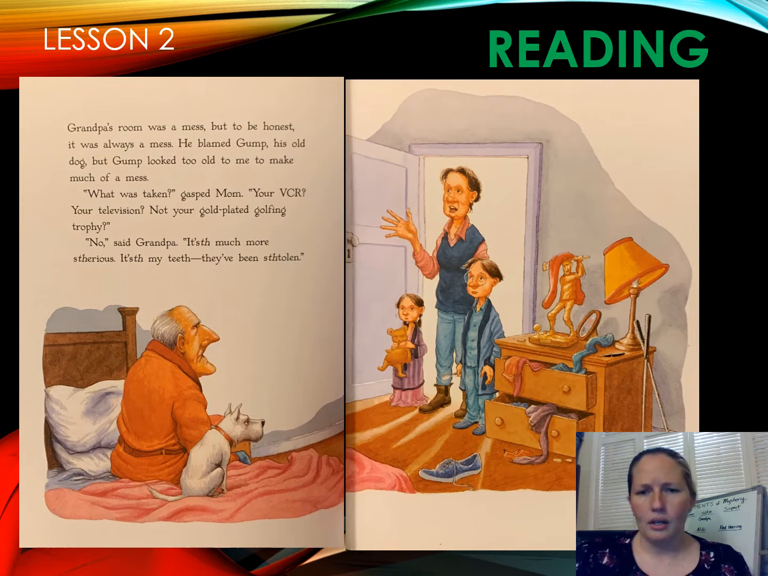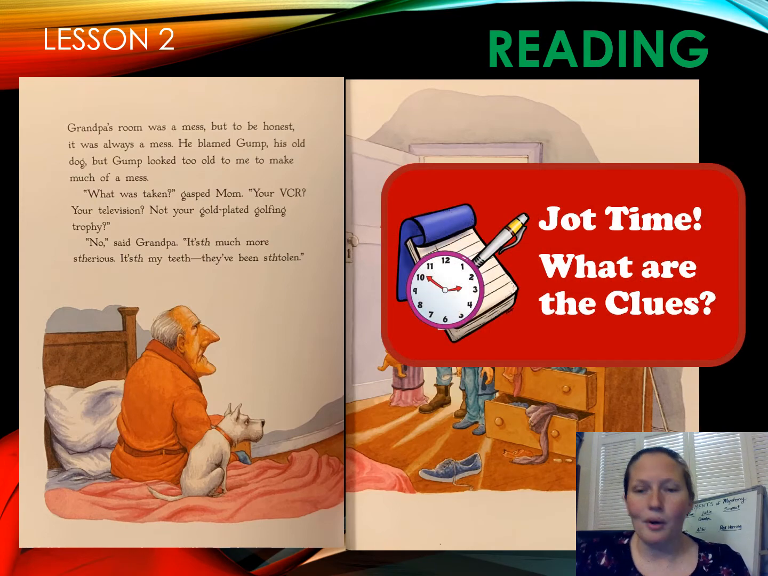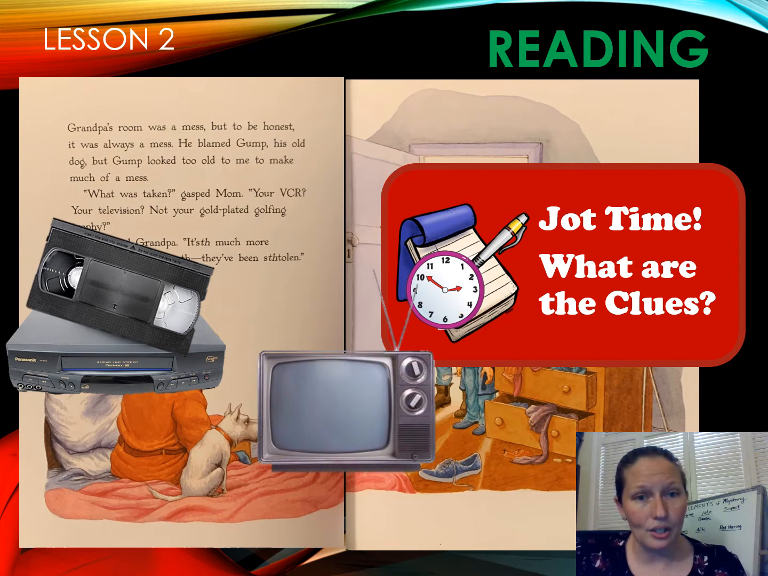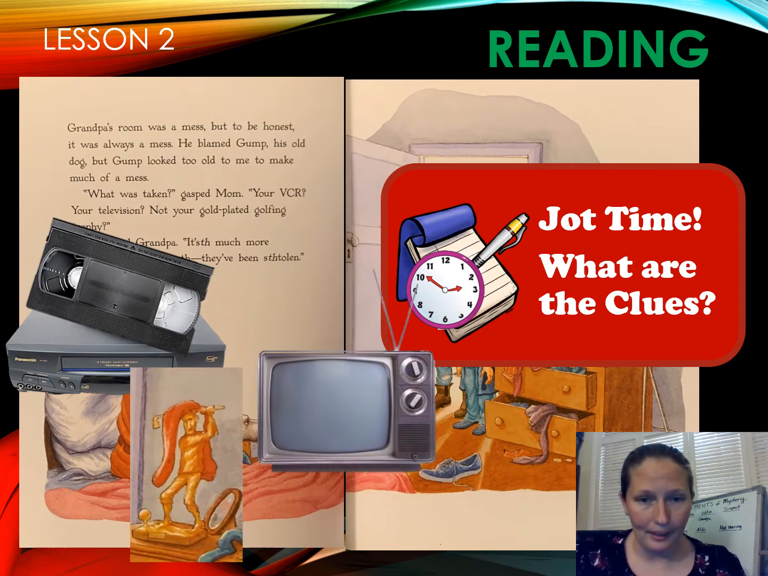Okay, so now what we're going to be doing is we're going to jot time. We're going to look for clues. We don't have a detective looking around for different clues, but we can find some clues in those few paragraphs, okay? Mom mentioned your VCR, okay? And really quickly, let me go into this. Your VCR is kind of like a DVD player. Back in the olden days, my time, we had VCRs with the video cassette tape, so they would put the cassette tape in and watch their movies, okay? So VCR. Obviously, the story is written a little bit further back. So Mom mentions your VCR, your television, or your gold-plated golfing trophy, okay?